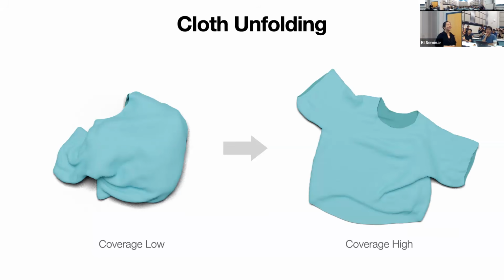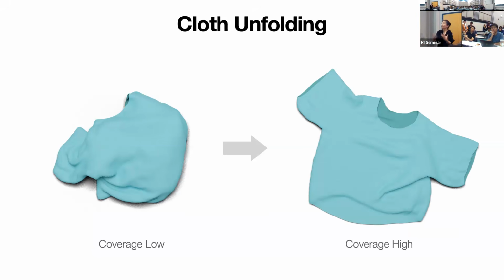So the task that we're trying to study in this project is called cloth unfolding, right? It's very simple. Given any cloth, crumpled or whatever, we want to increase the overall coverage of the cloth. You may not feel it immediately, but actually doing this task on a robot, given any cloth under any configuration, is quite challenging for many different reasons.